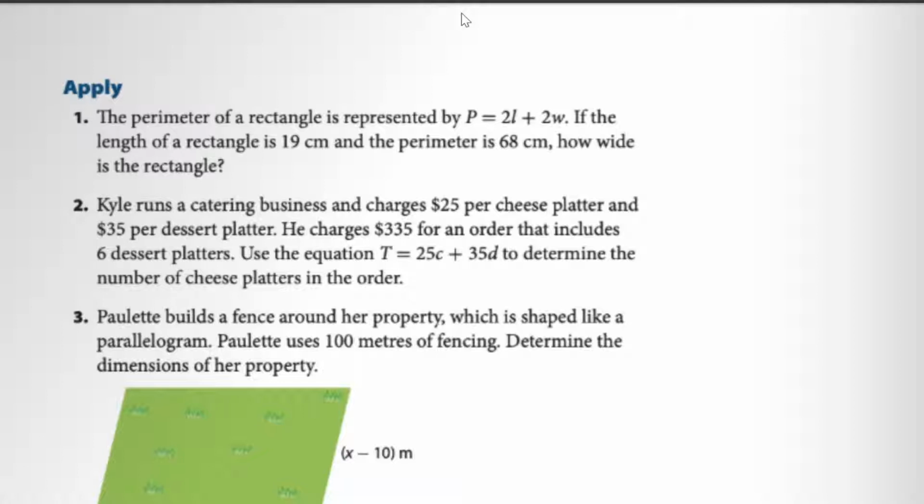Anyways, to get started, we're going to take a look at question number 1. And that question is a perimeter type question. So we're given the formula for a perimeter of a rectangle being P equals 2L plus 2W. And then we are given that the length of that rectangle is 19 and the perimeter is 63. So we want to find out how wide the rectangle is.